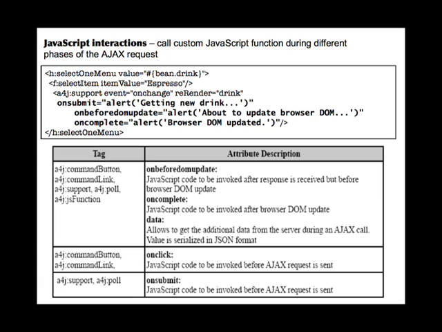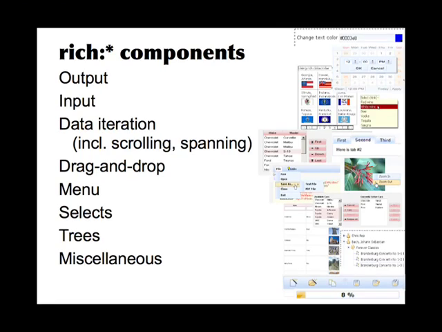JavaScript interactions. As I said, you can inject custom JavaScript if you need. For example, on submit, on before DOM update, and then on complete. So there are lots of places where if you want to, you can still write JavaScript, right? And then the rich components. So these are just the categories into which they're separated.